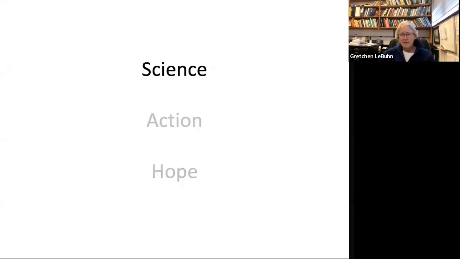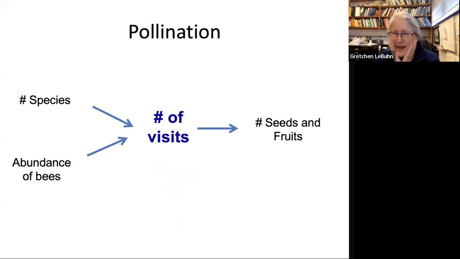If you remember, I started with this figure, and I sort of skipped over the fact that we didn't really have data on the number of visits. So there's lots of studies that have looked at the number of species. There are lots that have looked at abundance. There are quite a few that have looked at seed and fruit production, but there has not been that much documentation of what I call the ecosystem service. How many visits are different plant species getting, and are they sufficient?